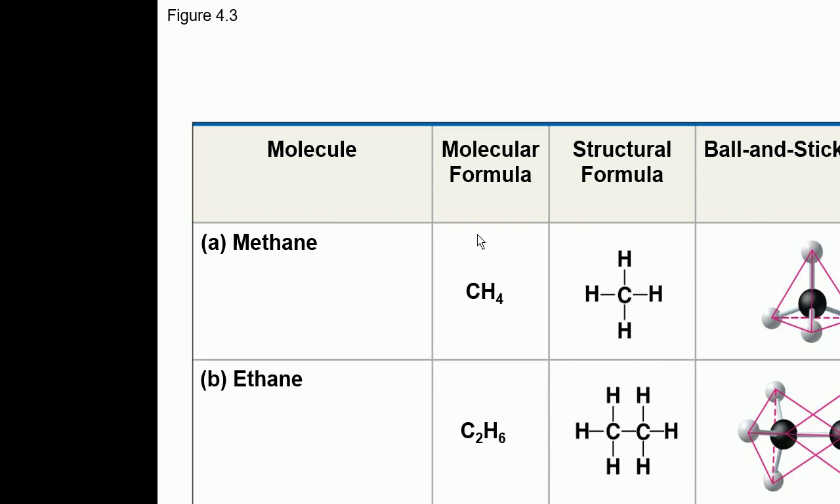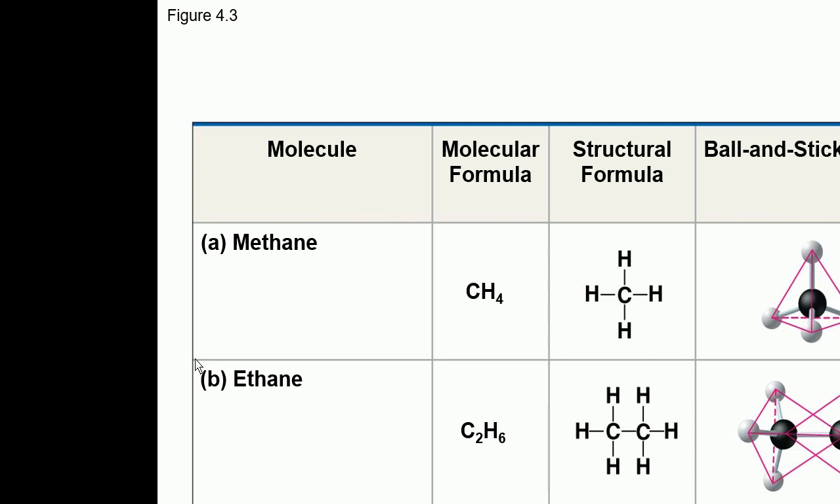And you can see that this is carbon bonded with four hydrogens, with all single bonds. You can see how the shape is. It's the shape of a tetrahedron. And this is ethane, two carbons linked with each other, and each carbon is linked with three hydrogens.